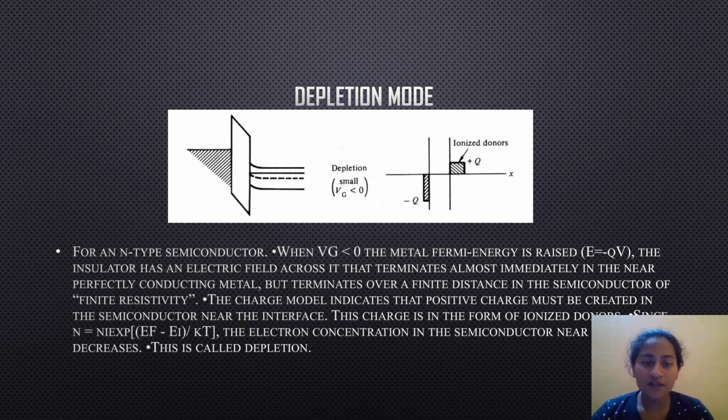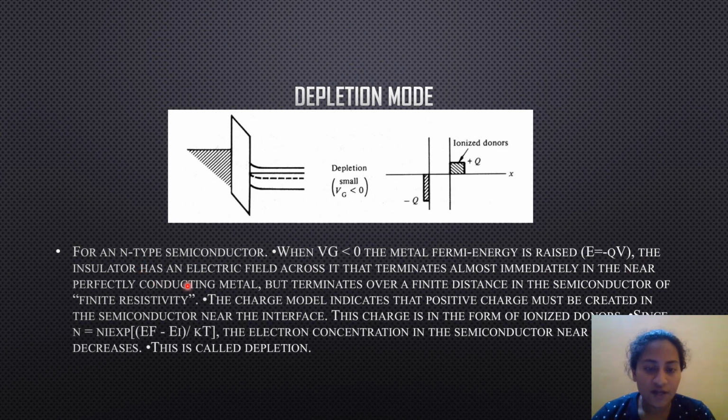As we can see in the diagram over here, depletion mode is where Vg should be less than 0. Here Vg is the gate voltage. For an n-type semiconductor, which we are using here, when Vg, the voltage at the gate, is less than 0, the metal Fermi energy is raised. That is, the electric field is the negative of the charge times voltage.